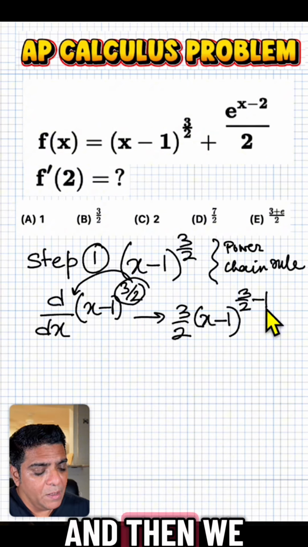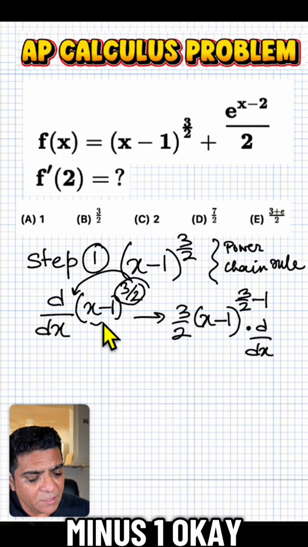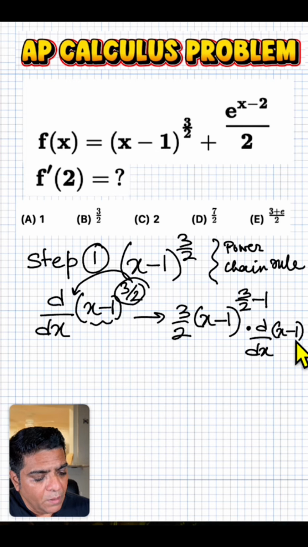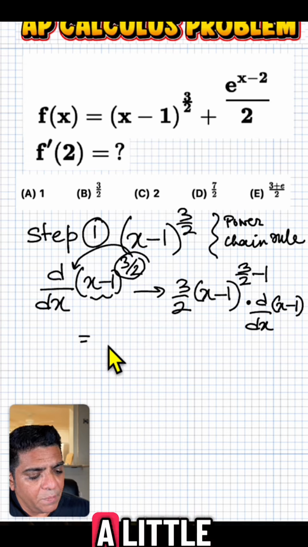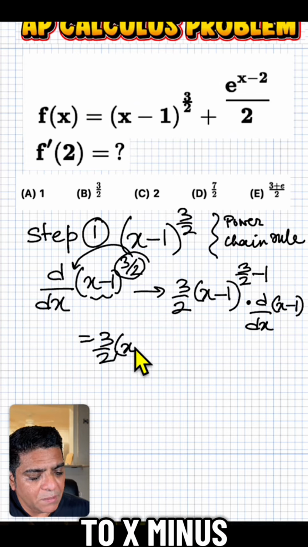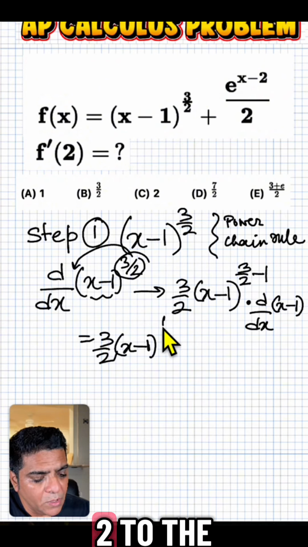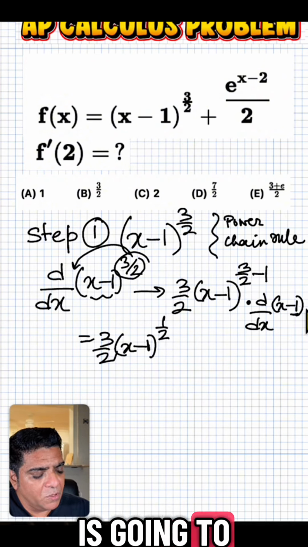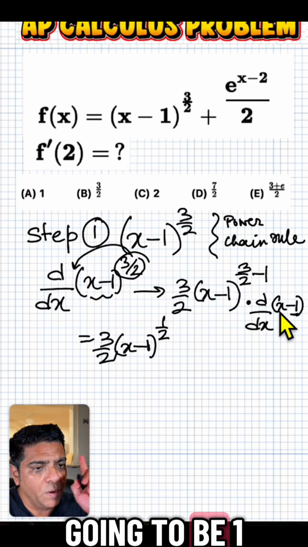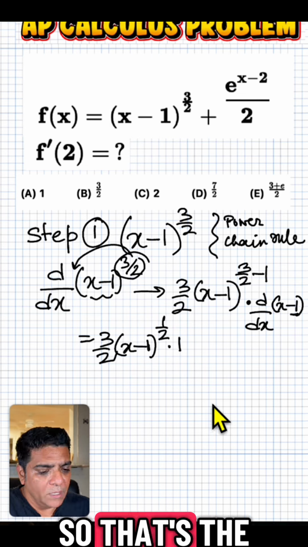Then we multiply that by the derivative of the inner function, which is x − 1. Let's see what that is. That is 3/2 (x − 1), and 3/2 minus 1 is 1/2, so to the power of 1/2. The derivative of the inner function: the derivative of negative 1 is 0 and the derivative of x is 1. Multiplying by 1 is simply itself. So that's the first part.